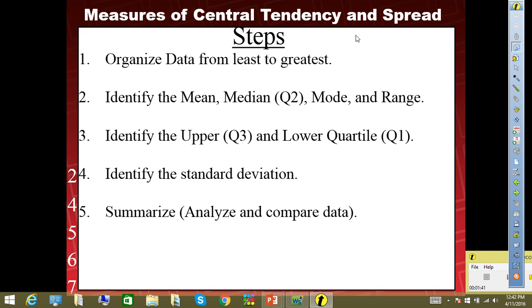All right, let's see. So once again, we already know how to organize data from least to greatest, find the mean, median, mode, and range, identify the upper and lower quartile, identify standard deviation, summarize. So the last 3 steps are what we're going to be working on today, okay? So just to revisit the first 2 steps and do all this process together, I'm going to ask you to copy the following problem, and we're going to do steps 1, 2, and 3 for that.